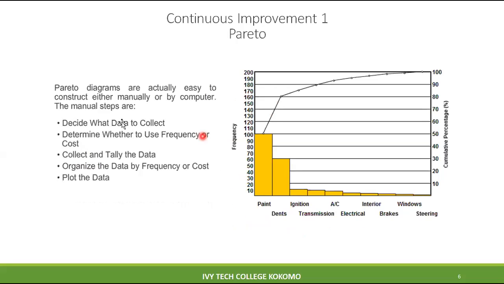So really not too hard to construct one of these. You have to decide what data you want to collect: paint, dents, ignition, etc. Determine the frequency of those or the cost of those that you're going to track. Collect your data, tally it all up, organize it by frequency, greatest to least, and then plot your data.